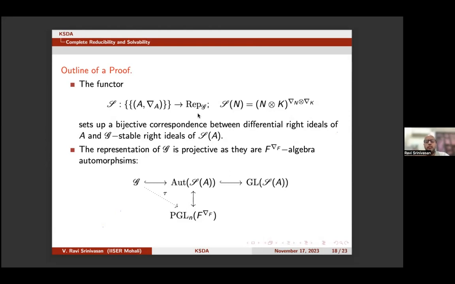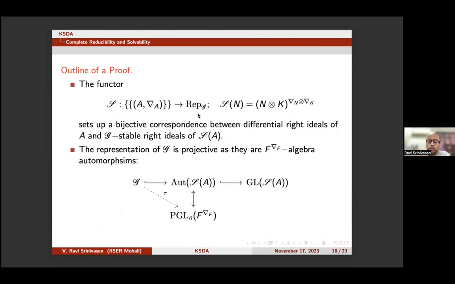This is done exactly the same way as how you prove it. It basically follows from the definition, except that you just have to use the fact that when you start with a right ideal, what you end up getting is also a right ideal. So this correspondence is first set up. And then what one observes is that you do have a representation of the group G into GL of SA that is given by this correspondence.